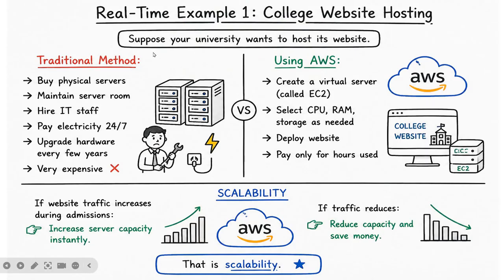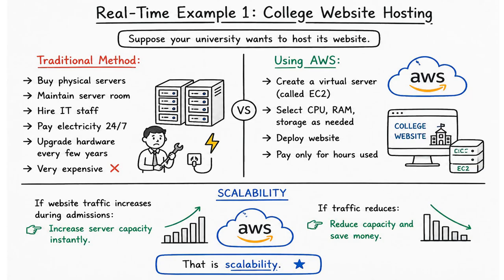So here, suppose your university wants to host its website. Now we have two different scenarios. One is by using the traditional method, that is without using the cloud, and another is using AWS, that is using the cloud. In the traditional approach, the university manages everything physically inside the campus. That is, it will buy physical servers, where the college must purchase powerful computers which are called servers, and these servers are used to run the website, store the student data, and manage the online services.